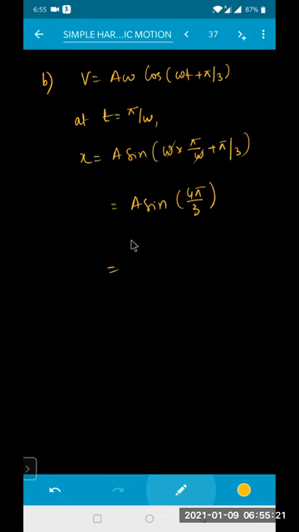In which quadrant will it be present? Third quadrant. In the third quadrant, is the sine value positive or negative? Negative. So this will become minus of sine of pi by 3, since the 4 pi by 3 value is similar to pi by 3, beta. So that is the value. So that will become how much for me? It is minus of sine pi by 3, which is root 3 by 2.